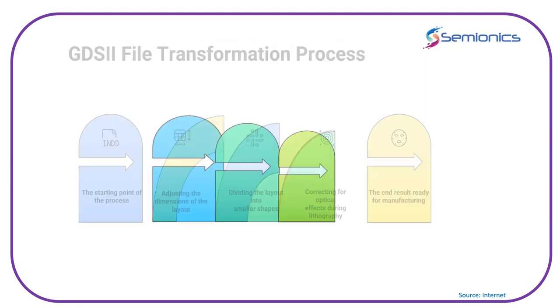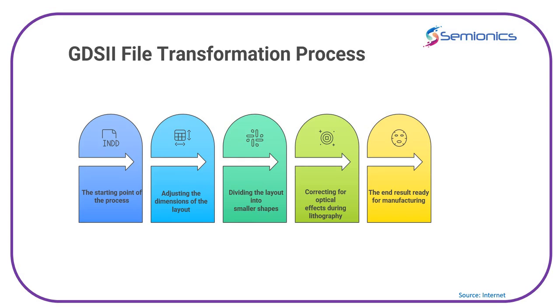That GDSII file, it's far from ready. Before it becomes a mask, it undergoes a complex sequence of transformations and checks: biasing, fracturing, optical proximity correction. Each one can alter your layout in subtle yet significant ways.